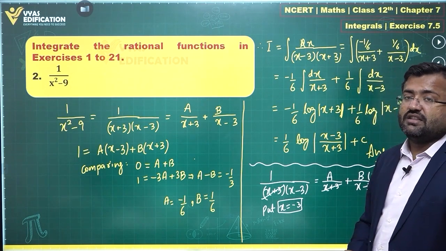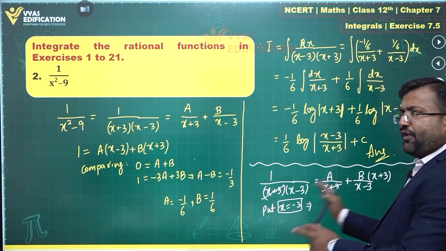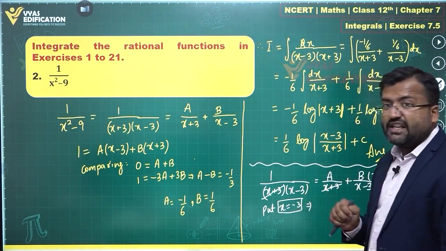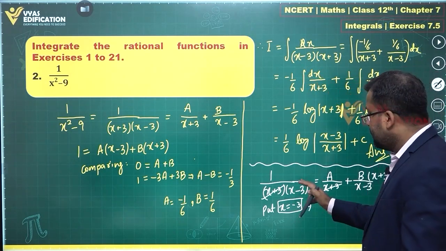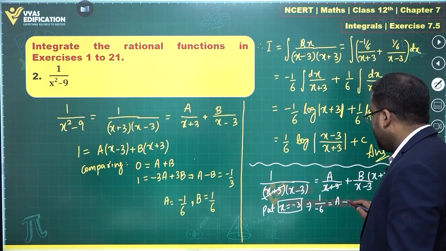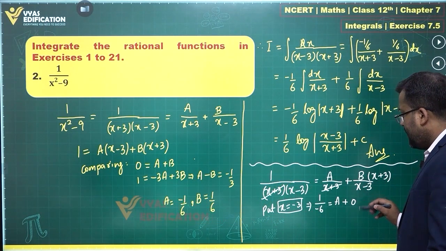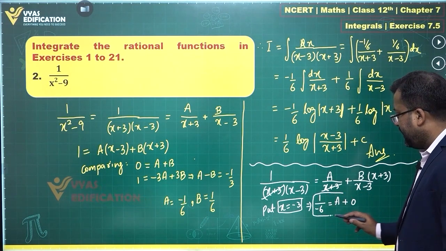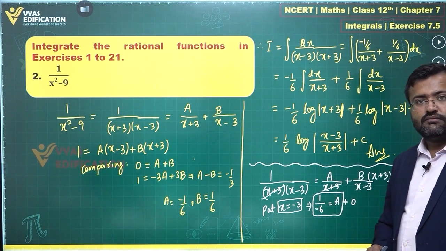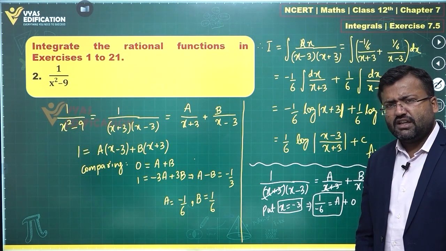Put x equal to minus 3 throughout. What does that give me? Since this is true for all values of x, this is true for x equal to minus 3 as well. So this becomes 1 upon minus 3, which is minus 6, is equal to a plus this, minus 3 plus 3 becomes 0, this overall becomes 0. And do you see that I directly get the value of a, which is minus 1 by 6? Oh, that was easy, yes.